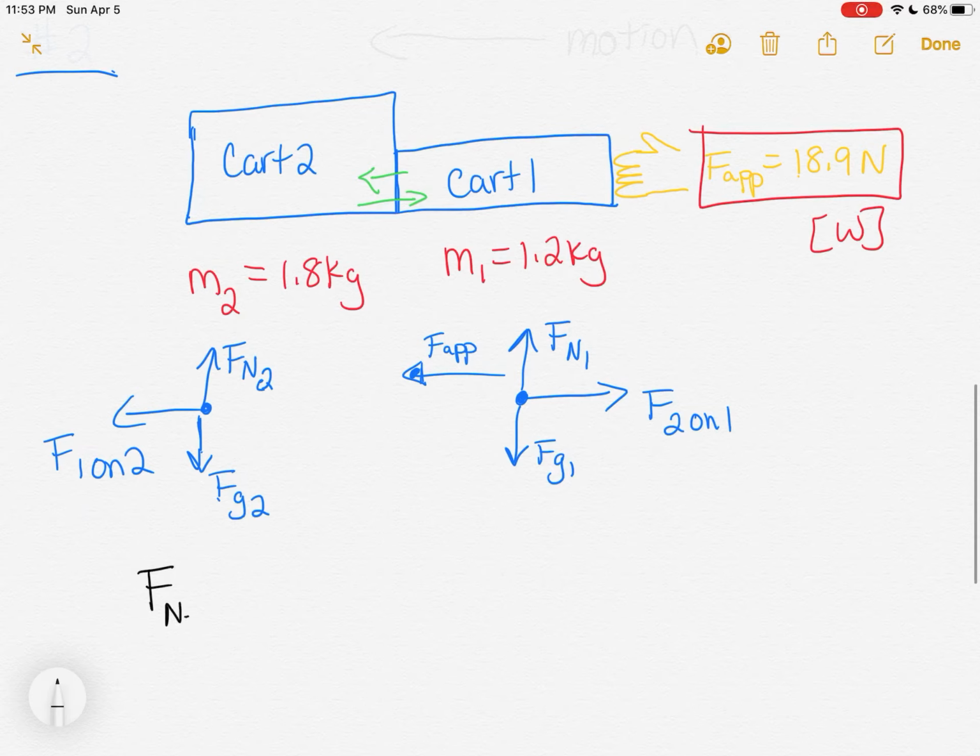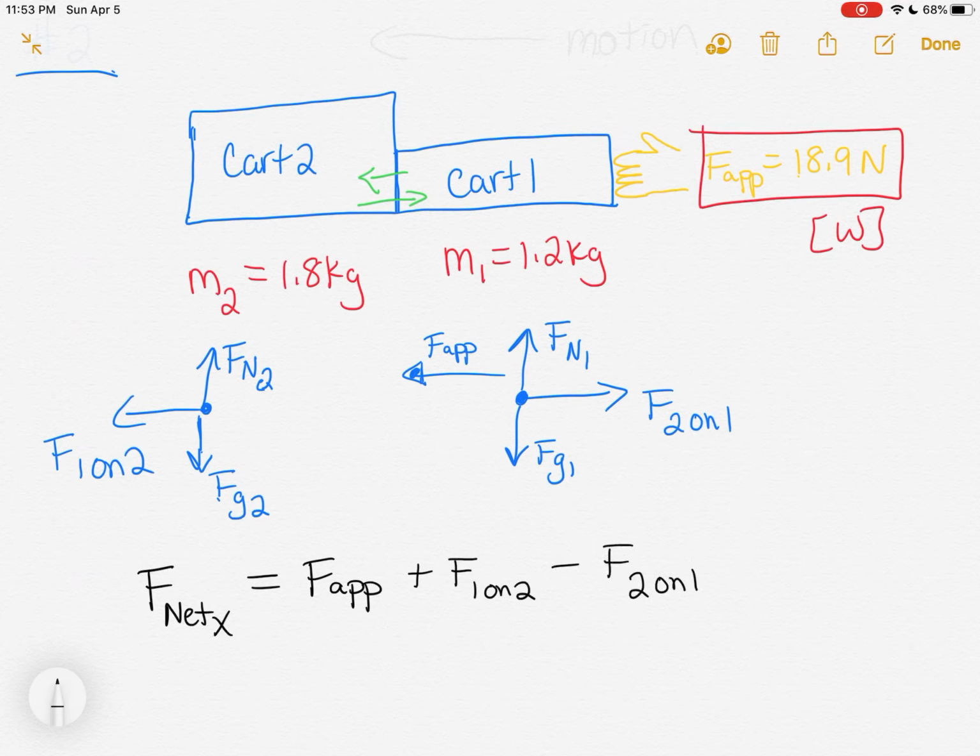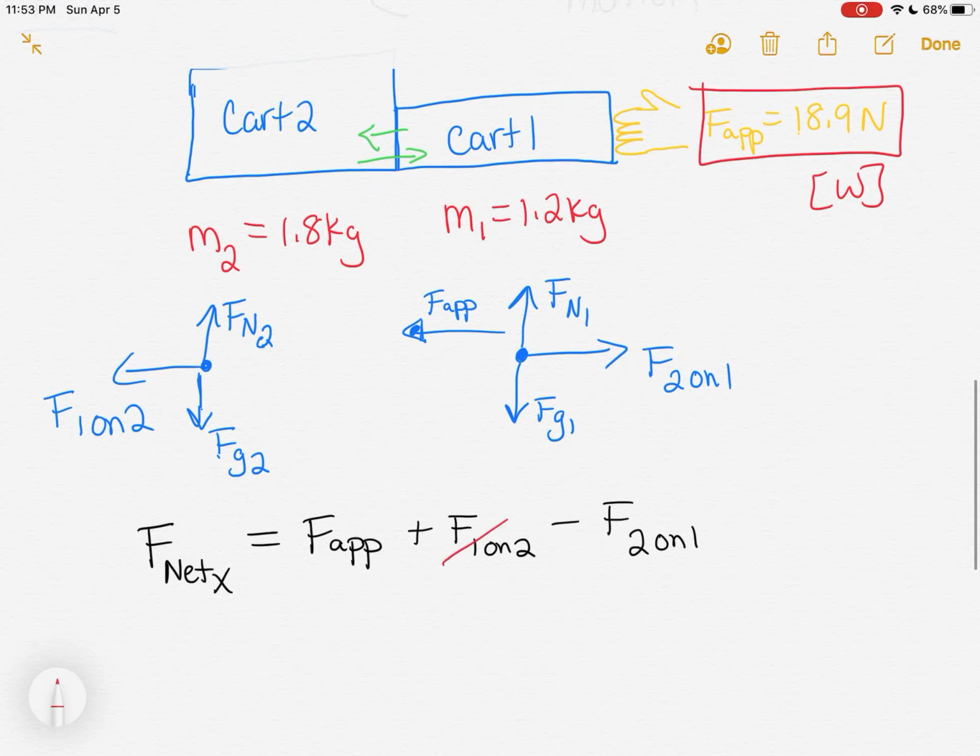So if we are looking at the net force on our x-axis, we are going to have our F applied going in our positive direction. And then we are going to have our force of 1 on 2 also going in the positive direction. But our force of 2 on 1 is going to be going in the negative direction. Now, those two forces are going to be equal to each other, and so they're going to actually cancel each other out.